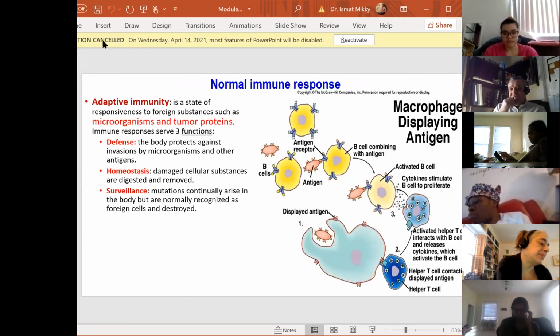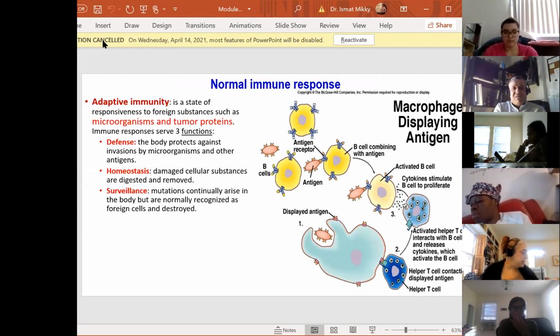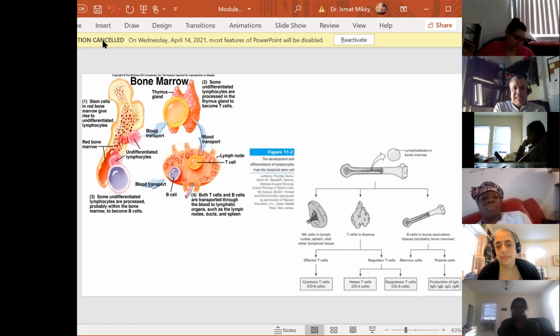So these are some of the functions of the adaptive immunity: defense, homeostasis, and surveillance. These are the three main functions of the system. There are different phases, but I'm not going over them. There's a phase called clonal diversity, which is a little advanced, and another called clonal selection, which is again kind of advanced pathophysiology. Let's just stick to the three functions of the immune system, to elicit the immune response.